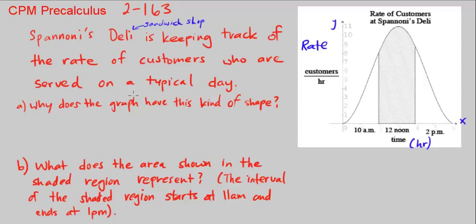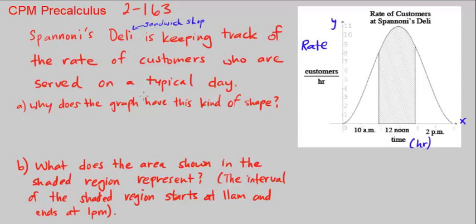So first question is, why does the graph have this kind of shape? Well, it just goes up and then down. Around noontime, we have the highest rate of customers, around 11 customers in that hour. At 10 a.m. or even at 9 a.m., we have almost 0 customers. At 10 a.m., we have around 1 customer per hour, because it's customers per hour. At 11 a.m., the rate goes up as we get to noon, and then it goes down as we go from 2 p.m. to 3, 4, 5 p.m., etc.